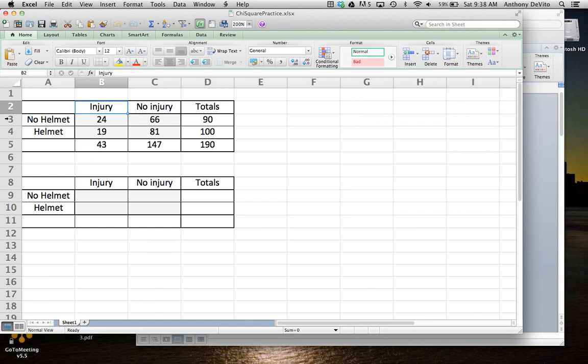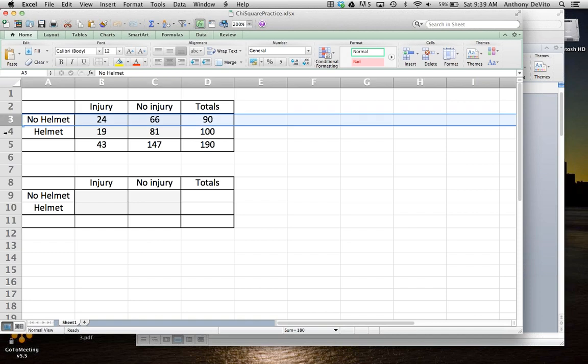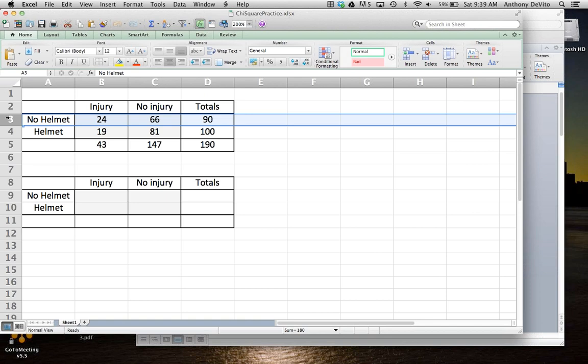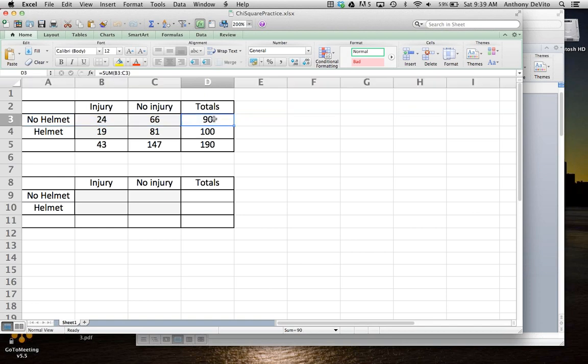Okay, so we want to know whether people that wore helmets, let's call this bicycle instead of motorcycle, people that wore helmets involved in a bicycle accident that had to go to the emergency room, how many of them had head injuries, how many of them didn't have head injuries. Okay, and we see that within this study group, within this sample, 90 people weren't wearing helmets and 100 people were wearing helmets, for a total of 190 people.